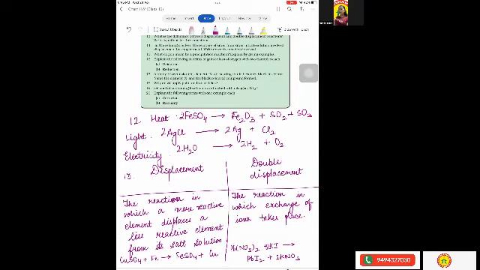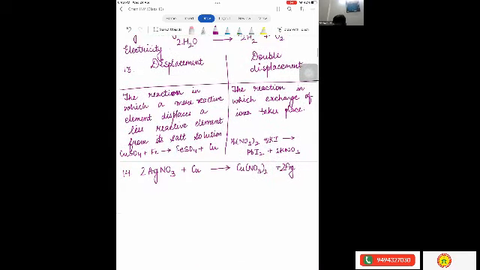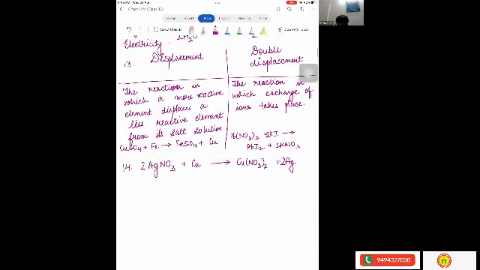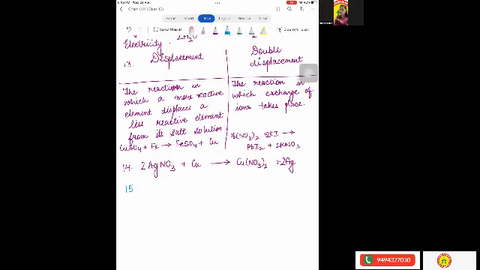What do you mean by a precipitation reaction? Explain by giving examples. Ma'am, it is a reaction in which aqueous solutions of two compounds react on mixing to form an insoluble compound which separates out as a solid. Yes, which separates as an insoluble solid.